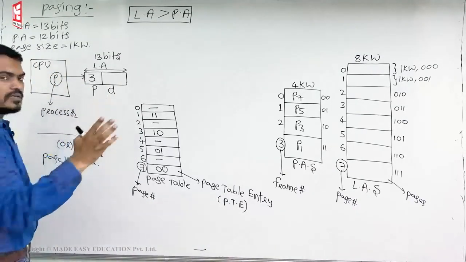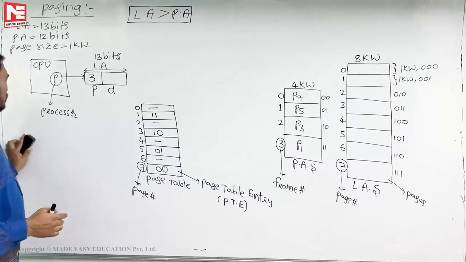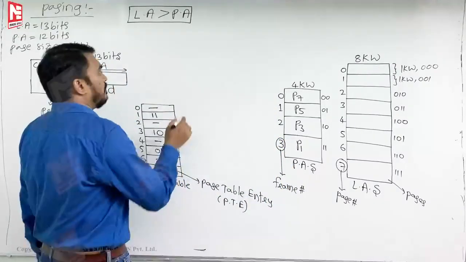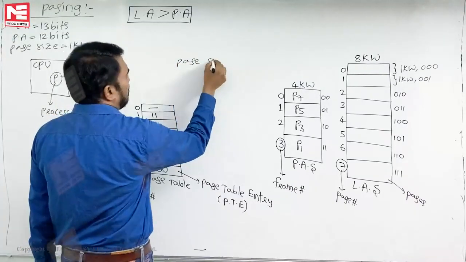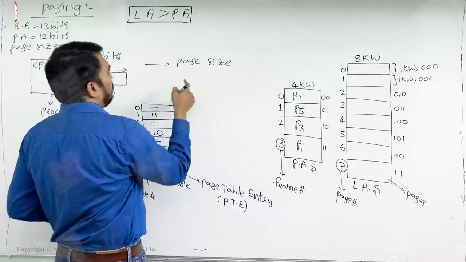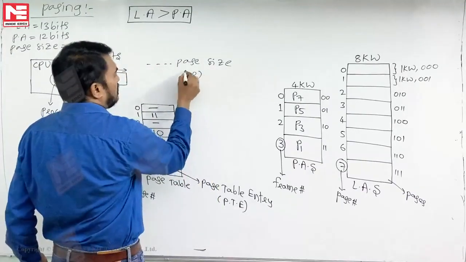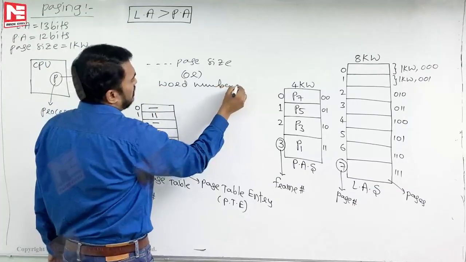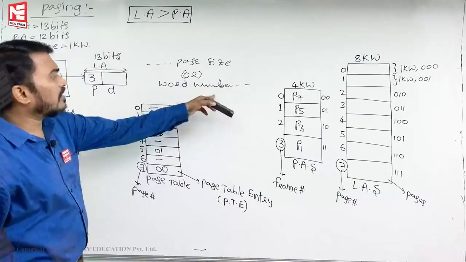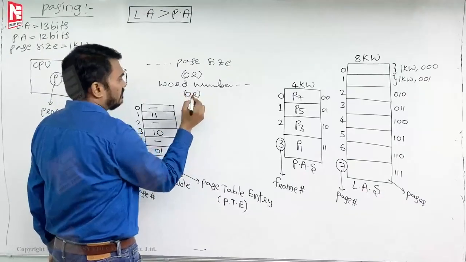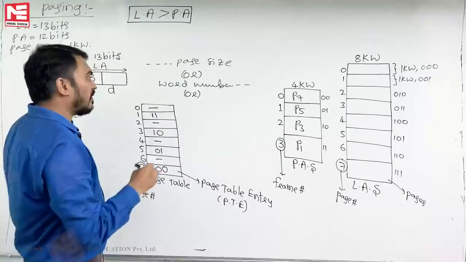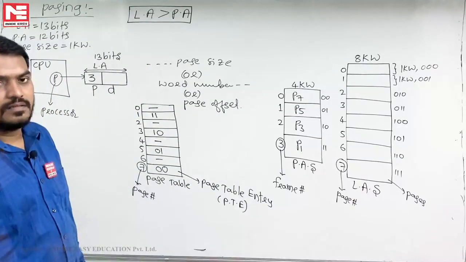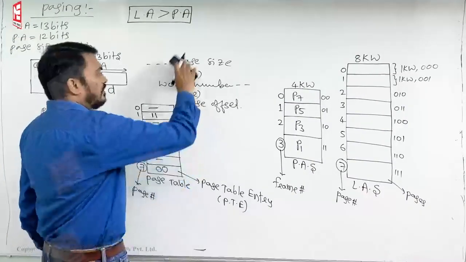Next is D. D equal to, write in the next line, number of bits required to represent page size, or word number of the page, and one more, it is also called page offset. Write it all properly.